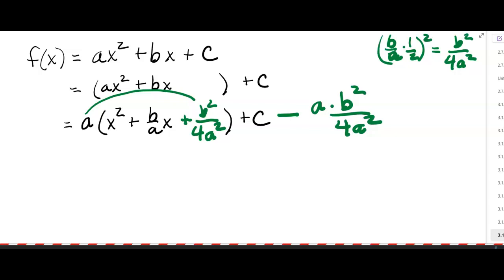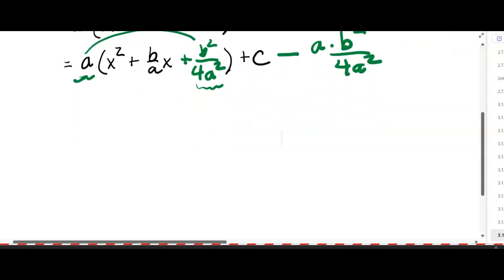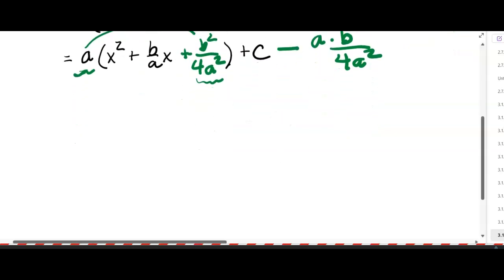Because when you put the b² over 4a² in, you didn't just put that, but rather there's an a out here that's multiplying times everything in the parentheses. So it's a times that. That's what you added in. Okay. So, all right. Now we have an a.